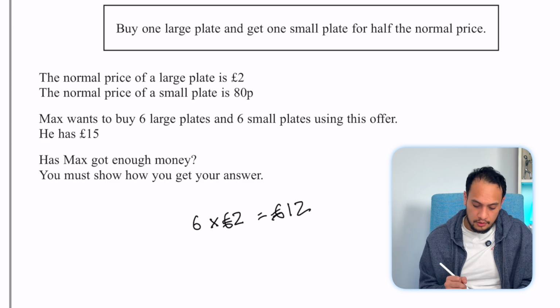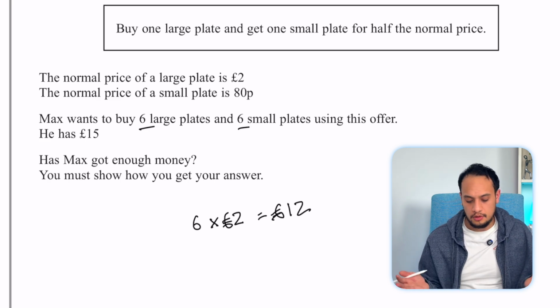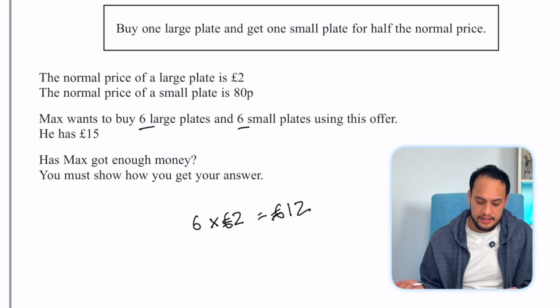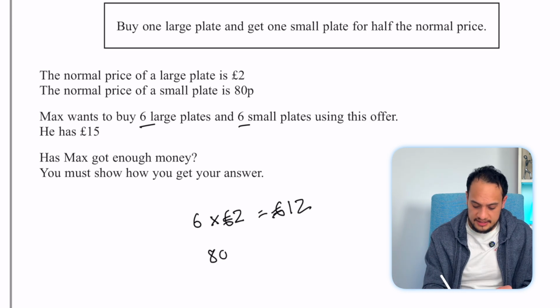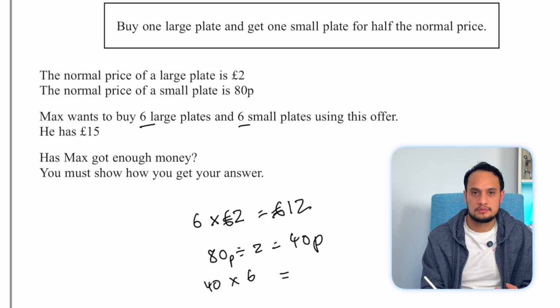Now, we're told buy one large plate and get one small plate for half the normal price. So because we've got a 6:6 ratio here, a 1:1 ratio, you can pretty much halve the price of a normal plate. So 80p divided by 2 is 40p. Once we do that, we multiply by 6. So 40p times 6. 4 times 6 is 24. Add the 0 on, you get 240p or £2.40.